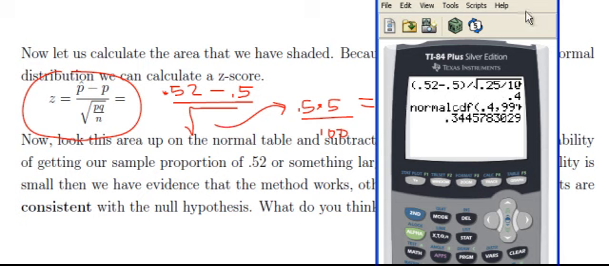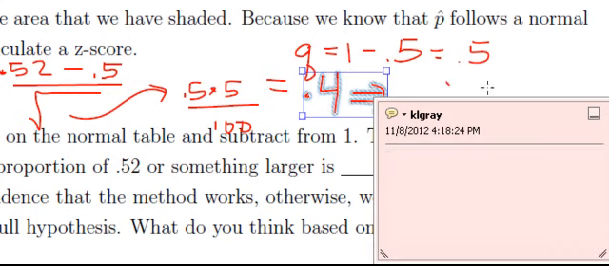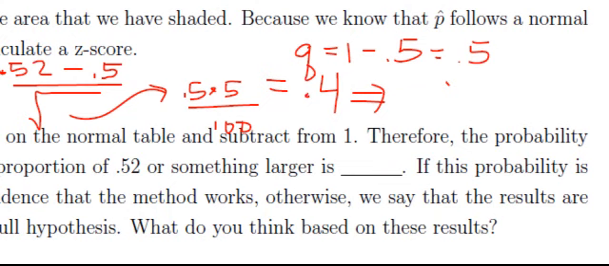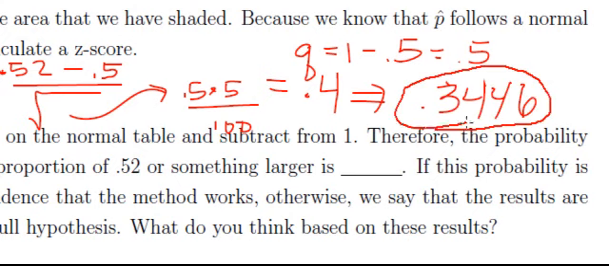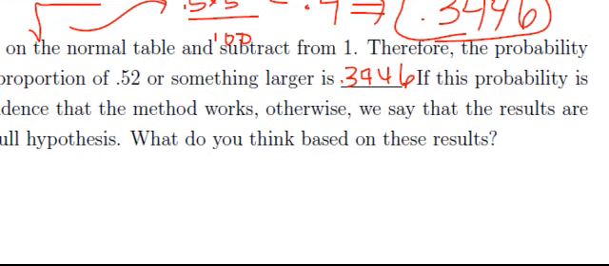Okay, so the area to the right then is 0.3446. Let's see, 0.3446, right? Something like that. So that is 0.3446. Okay, and so when we say small, we really mean the area needs to be about 5% or less.